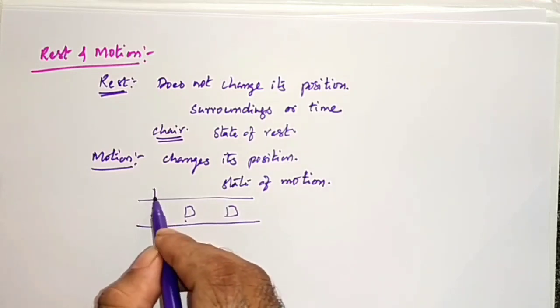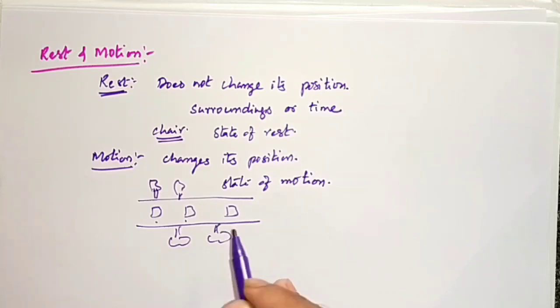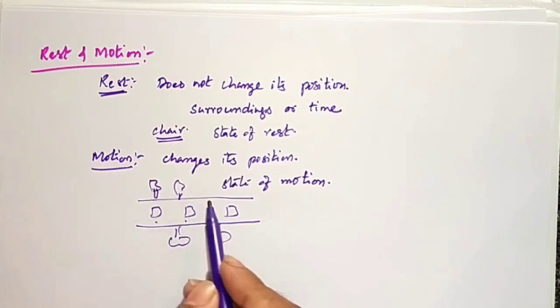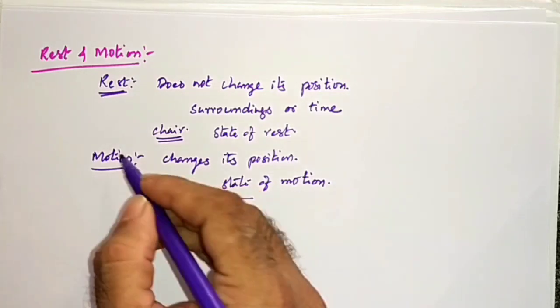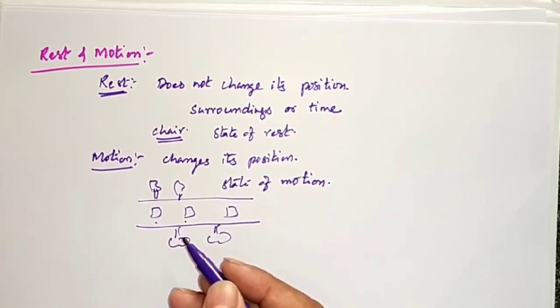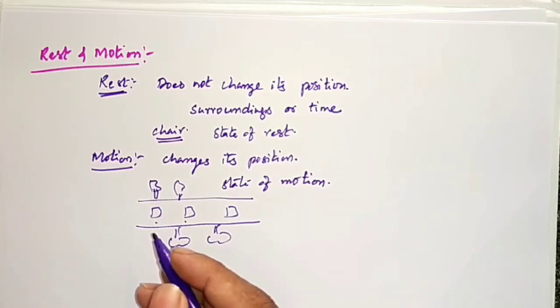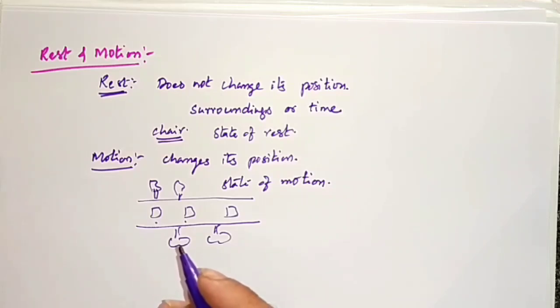Or with respect to the trees which are near the side of the road, the position of the car is changing, so we can say the car is in motion. Understood? So in this way we can say whether the object is at rest or in motion. Clear everyone? Now you can observe in your daily life which are the objects at rest and which are the objects in motion. You can tell very easily.